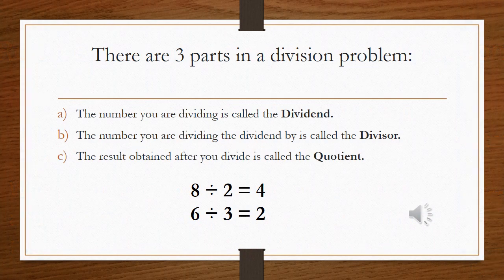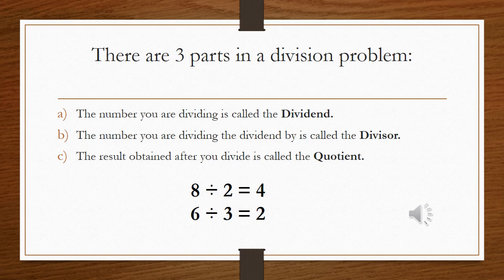Now, let's start with our lesson. But before we go deep into our lesson, it's very important to understand the basics of division. There are three parts in a division problem. We have the dividend, we have the divisor, and we have the quotient. The number you are dividing is called the dividend. The number you are dividing the dividend by is called the divisor. And the result obtained after you divide is called the quotient.